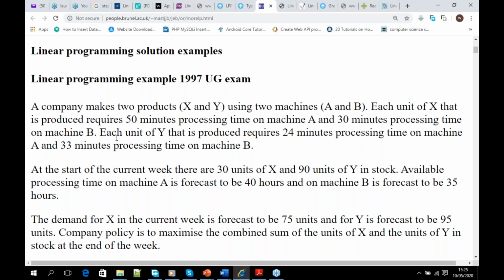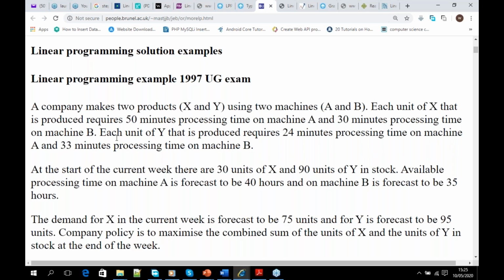So you could see from the question, we've been able to draw out linear equations from this. So let's proceed further. Now, our objective is to maximize. So how do we do that? We go in by (X plus 30 minus 75) plus (Y plus 90 minus 95).